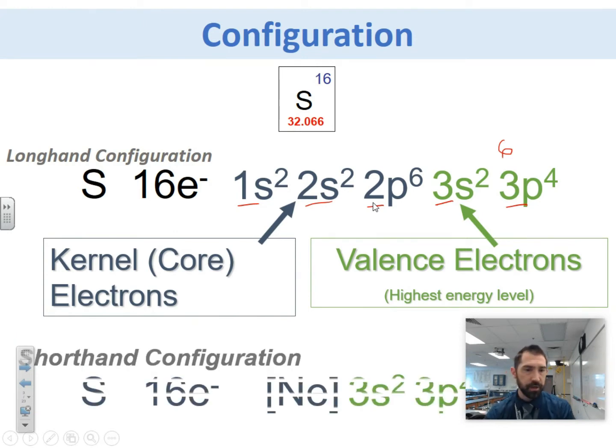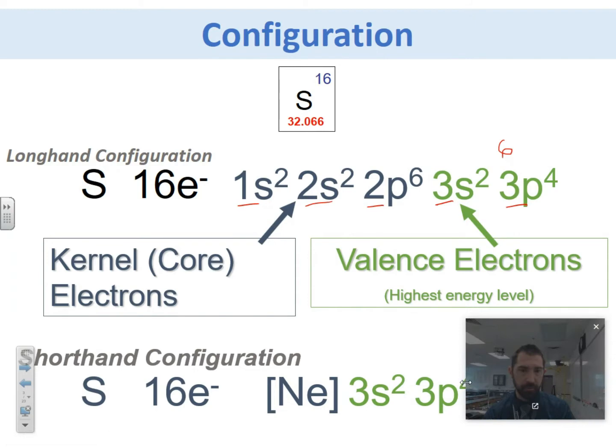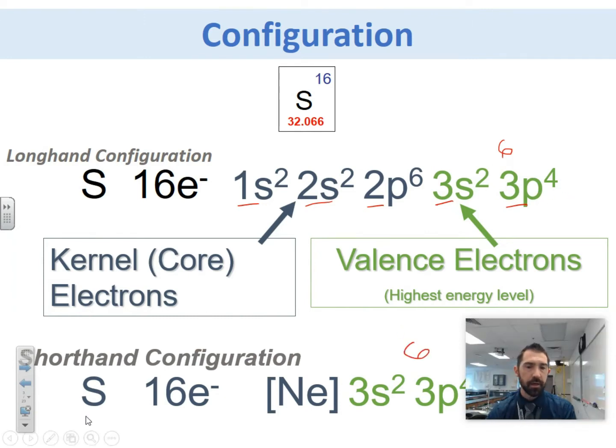And shorthand configuration will match. So again, we're going to start with neon as a noble gas. You'll notice you have 3s2 and 3p4 again. I'm sorry, that's getting cut off a little bit, but you get the idea. It's the same thing we're seeing here. It still has 6 valence electrons, and again, those are the outermost electrons. This is why we use the noble gas as a starting point, because then we'll always get our highest energy level to show us the valence electrons.